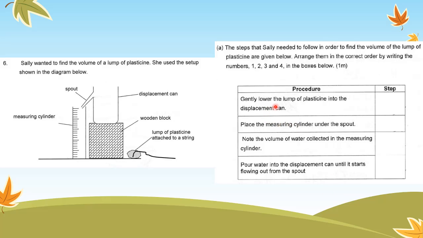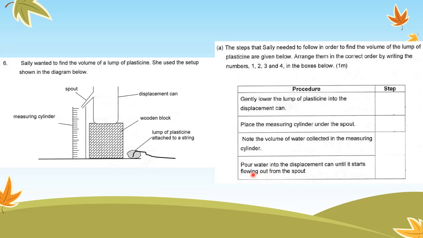Now you don't lower the plasticine first, so this cannot be first. Place the measuring cylinder under the spout. Okay, it's logical. This might be first. Okay, note the volume collected. This one will also not be first, because only after you lower the lump, then water can be collected. Pour water into the displacement can until it starts flowing out from the spout. This one is also one of the first steps.